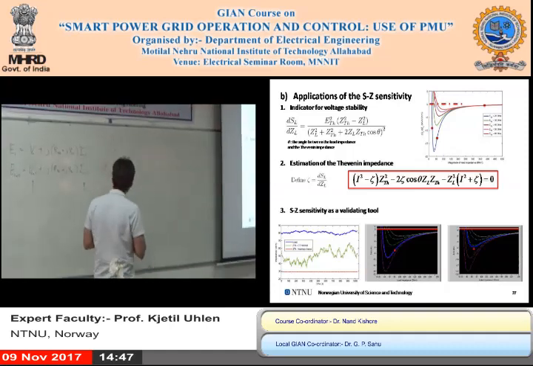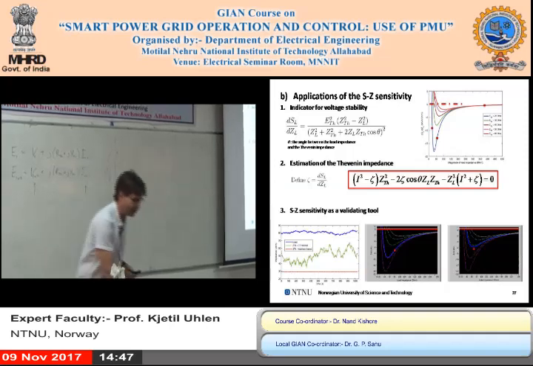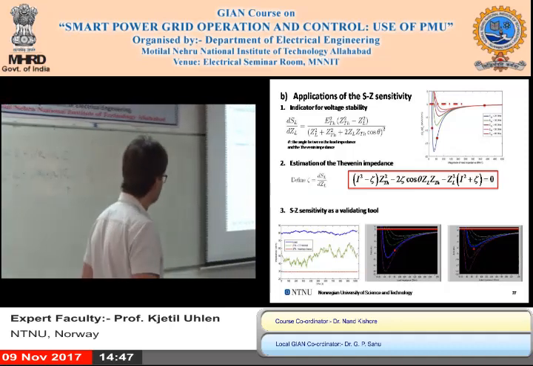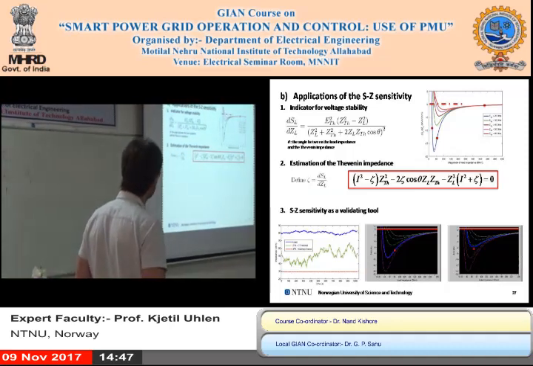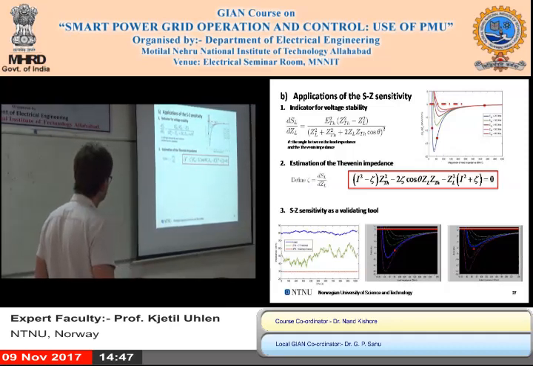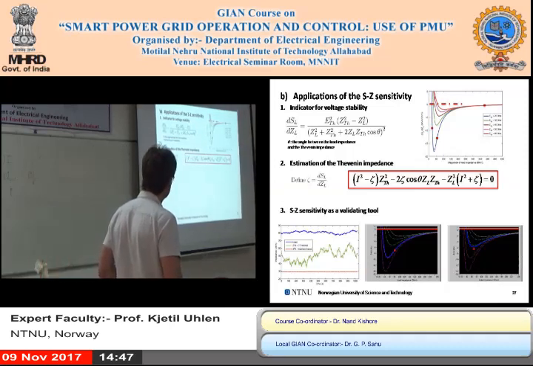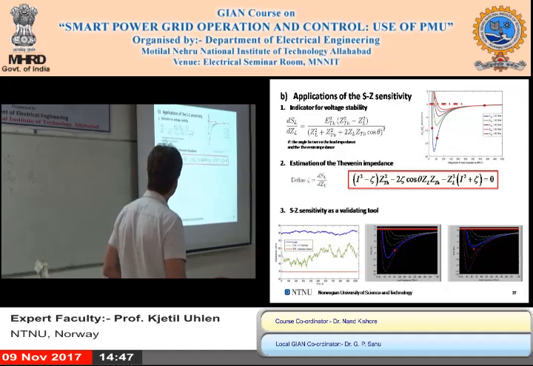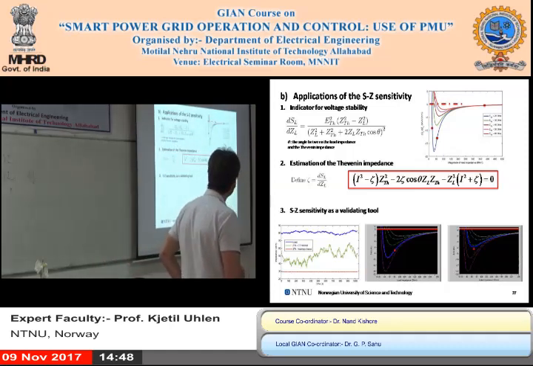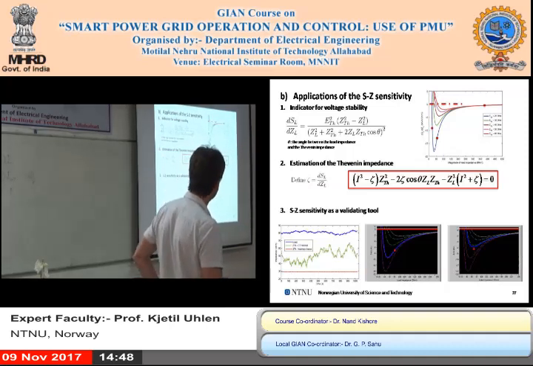This is your theta, and it very much depends on the type of line you have. If you have a high voltage transmission line, this will be closer to 90 degrees than if it was a low voltage line. So the sensitivity to the error you make here is not that big, and then you can have a good estimate of the Thevenin impedance by solving this equation. That is why we say that this sensitivity can also be used as a validating tool for the Thevenin impedance or the strength of the voltage.